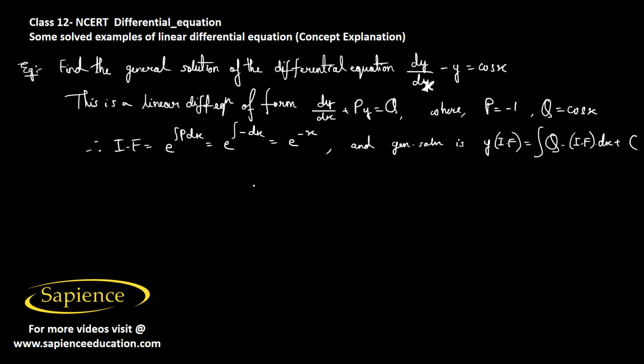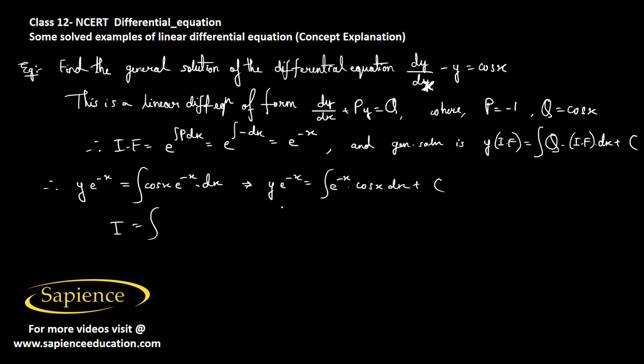Therefore it will be y into e power minus x equals integral of q, which is cos x, into e power minus x dx. So that would be y into e power minus x equals integral e power minus x into cos x dx plus the constant of integration c. So now let's find the integration of this. Let's say it is I, which equals integral e power minus x into cos x dx.